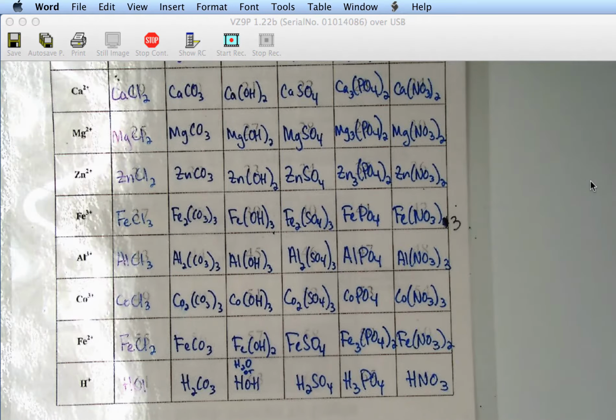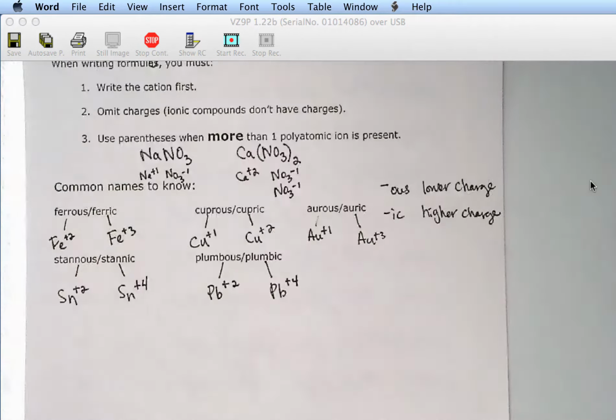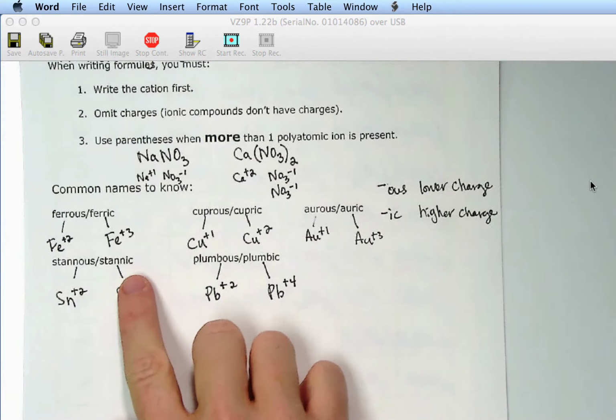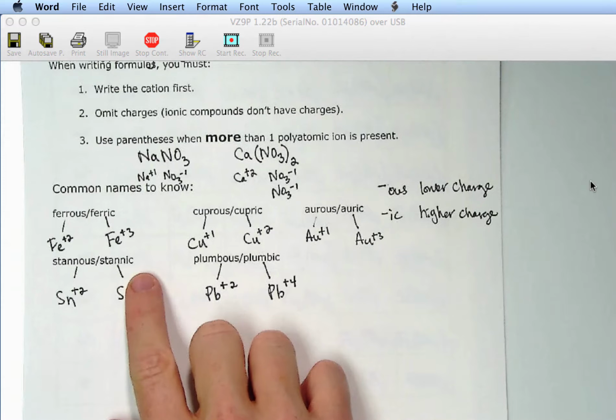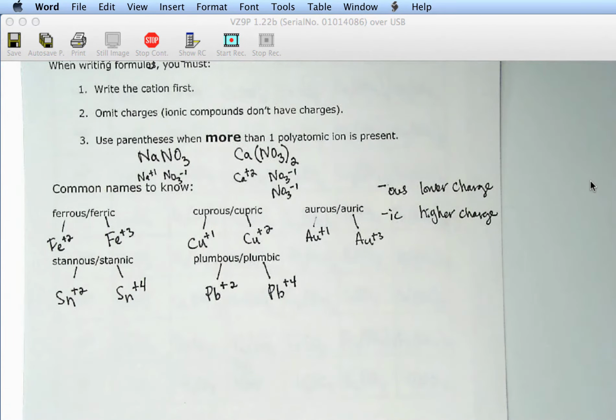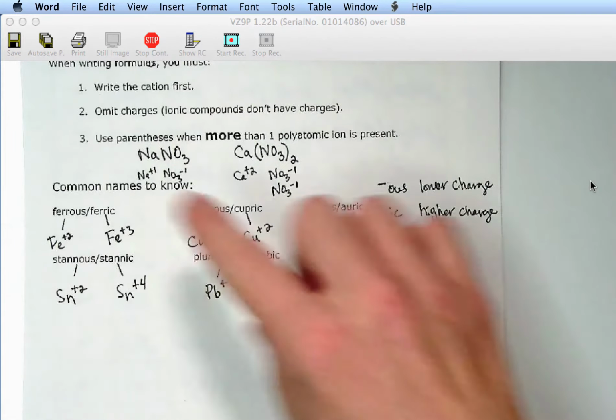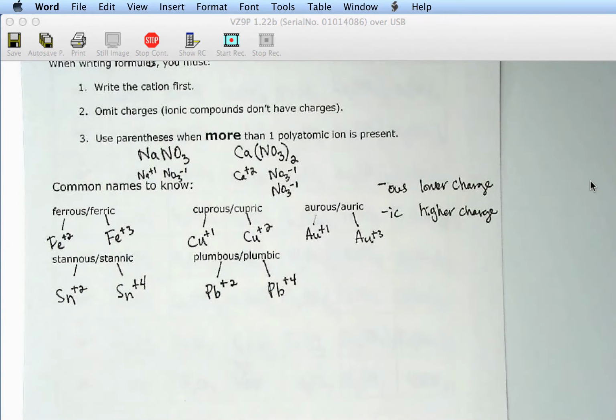So, a question on the common names on page 4. It will make your life a lot easier if you know these. You can make additional flashcards. These common names, the ferrous, ferric, through plumbous, plumbic, you do need to know those. It will make your life easier.